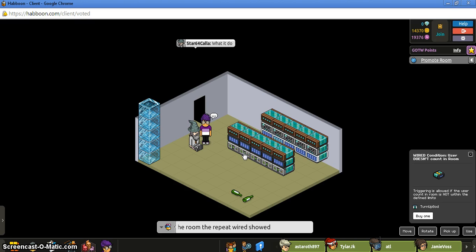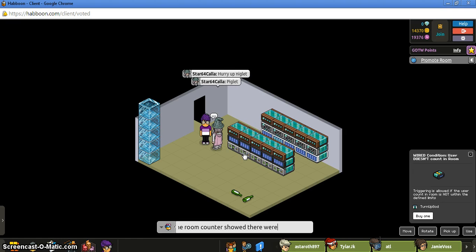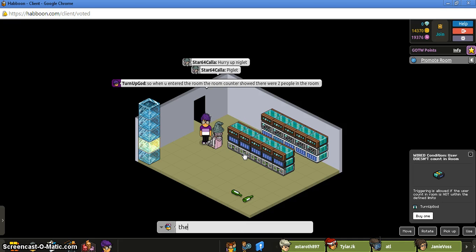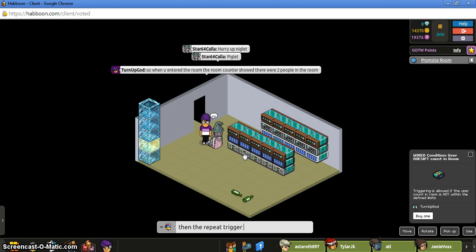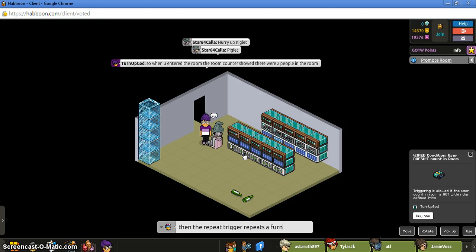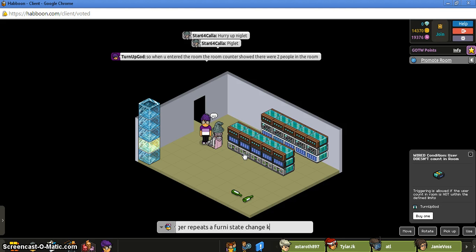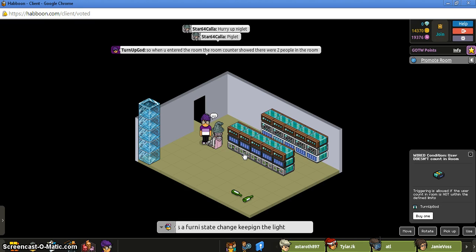Repeat wired show that there. So the room counter show. Yeah, okay, the room counter showed there. Yeah, there were two people in the room. Then the repeat trigger repeats a furni state change, keeping the light blinking.